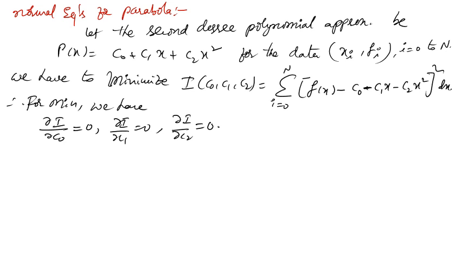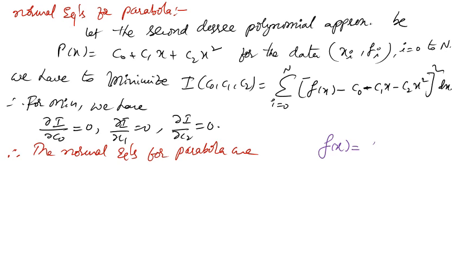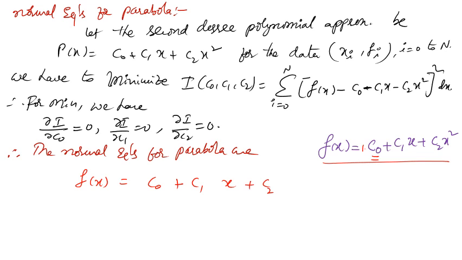After taking differentiation, therefore, the normal equations for parabola are, see how to write. What is the approximation? The original function is f of x, and the approximation is c0 plus c1x plus c2x square. First one is c0. What is the c0 coefficient? 1. Multiply this entire equation by 1. That means write f of x equal to c0 plus c1x plus c2x square.